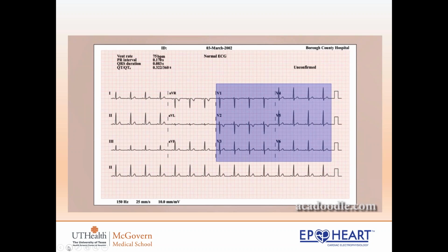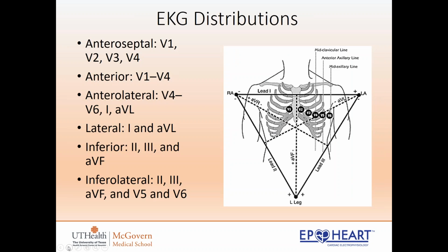And what I mean by that is we're looking at the heart in areas of where the infarct may be coming from or where the PVC may be coming from. So if we have a change in like our V1 through V4, then we know it's affecting the anterior side of the heart. If there's a change in V4 through V6 or lead 1 and AVL, we know it's in the anterolateral part of the heart.